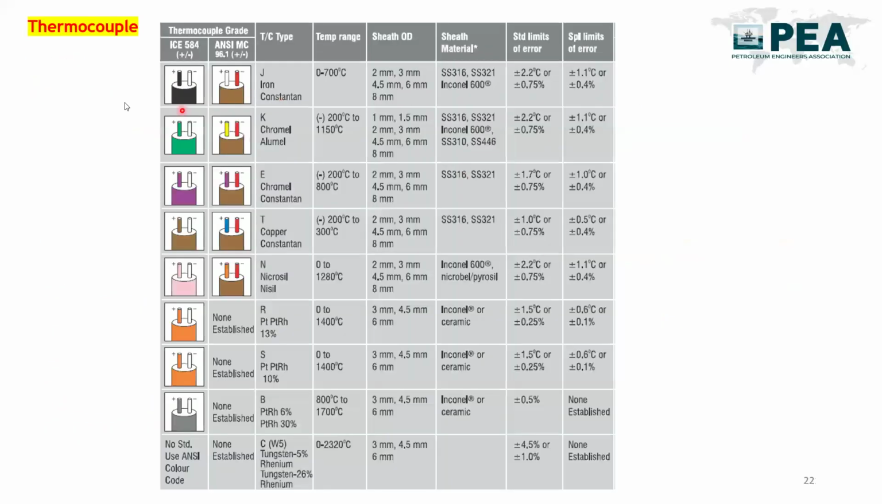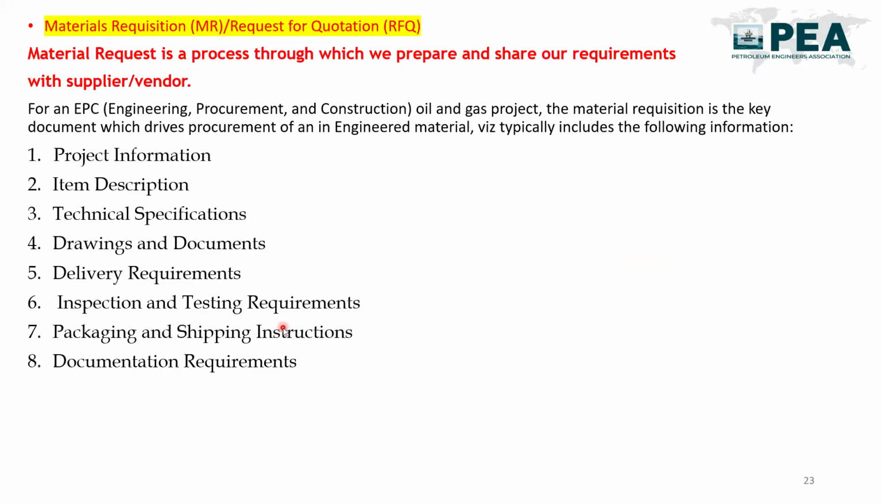There are tables showing thermocouple types, their temperature range, their sheath OD available, sheath material available, and their standard limit of error, which means how much error it can give you. Okay, and what are the limits of error? So these tables specify the different ranges and the different types of thermocouple which are widely used in the industry.